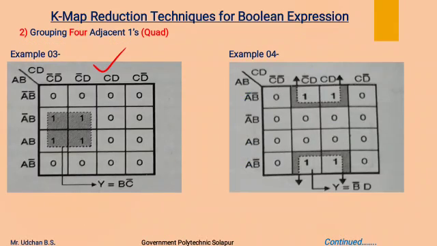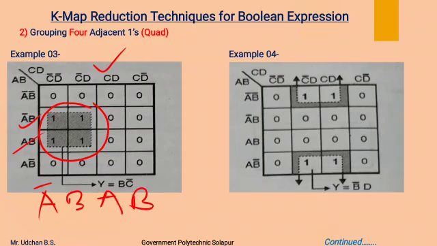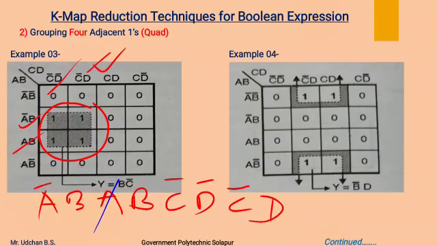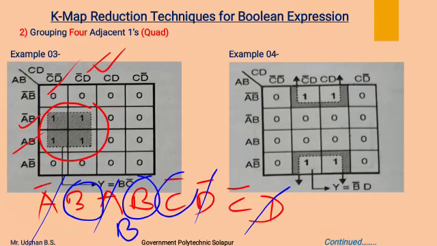Now in this example there are 4 ones again. We can make a group like this. Now the terms related to this quad are this one, that is A bar B. This is the second term, that is AB. This is the third term, that is C bar D bar. This is the fourth term, that is C bar D. Now in this, A and A bar get cancelled, this D and this D bar get cancelled, these 2 B will give you only 1 B, and these 2 C bar will give you only 1 C bar. So the final equation for the grouped quad is B C bar.